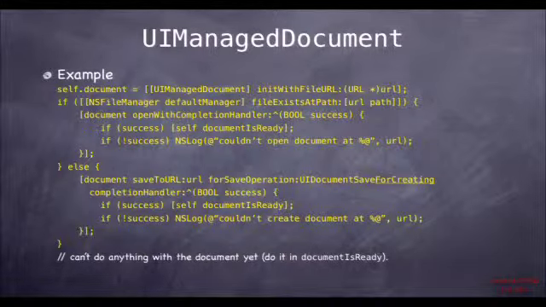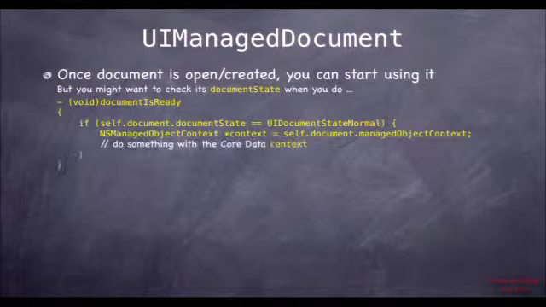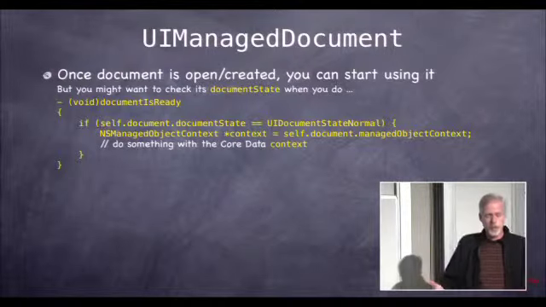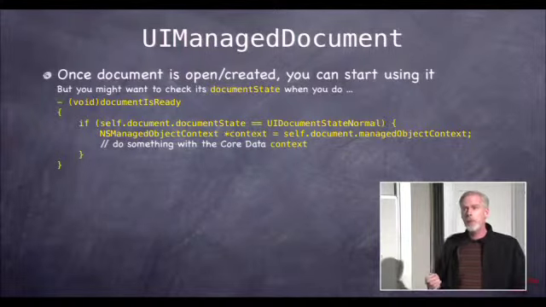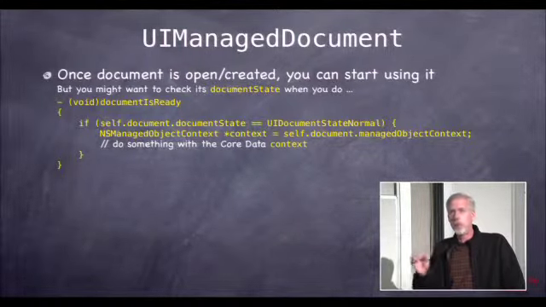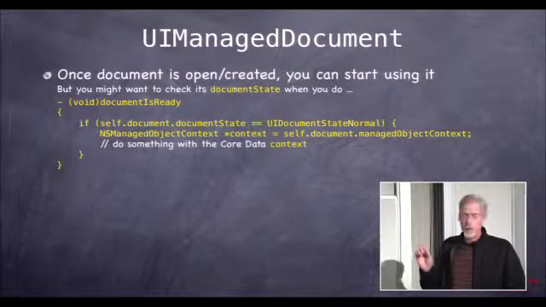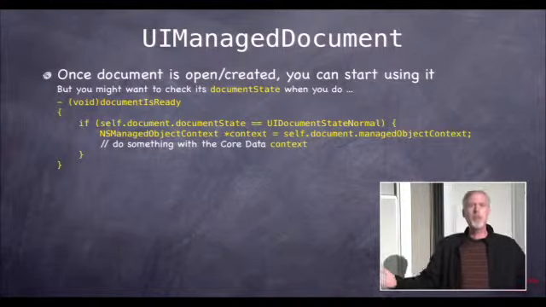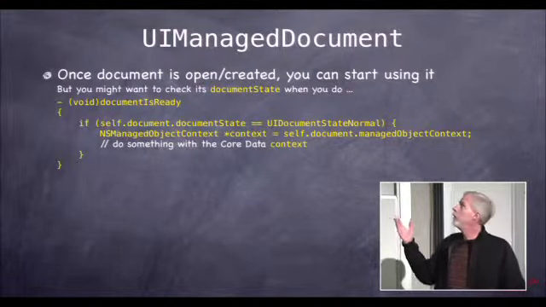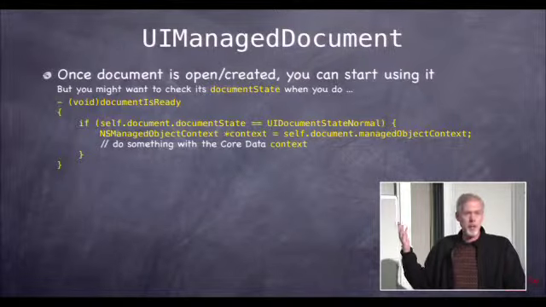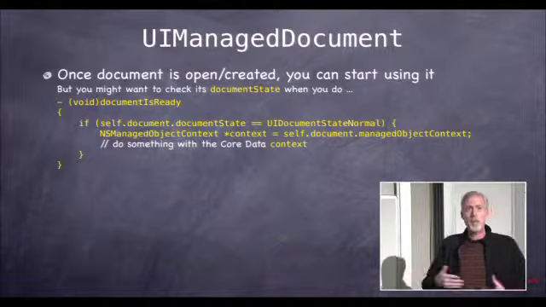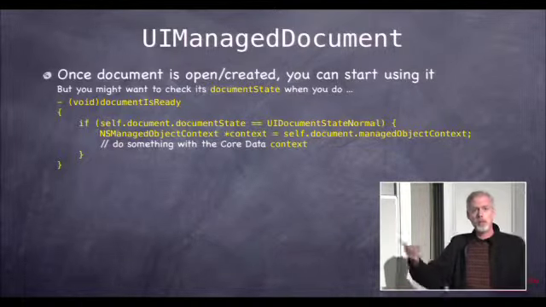Now, once a document is opened and created, and like your document ready gets called, you can start using it. Now, the documents do have what's called the document state, and I'm a big fan of checking your document state before you use it. The most important document state is UI document state normal. That means this thing is open, ready to be used. Now, you probably should not get to document is ready, given the code on the previous slide, if it's not in a normal state, because you opened it yourself and you only called this if success was yes.